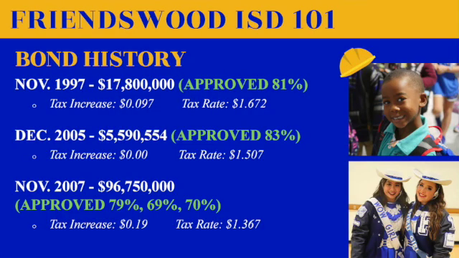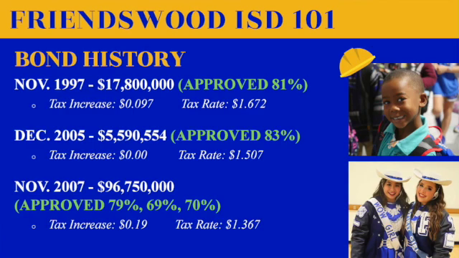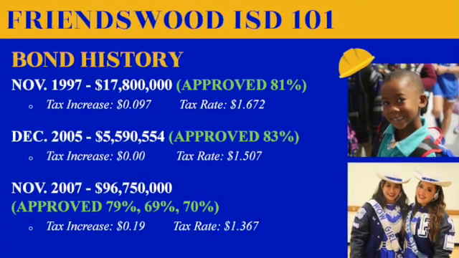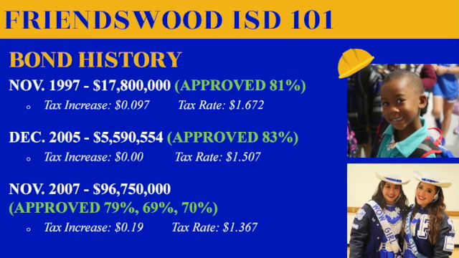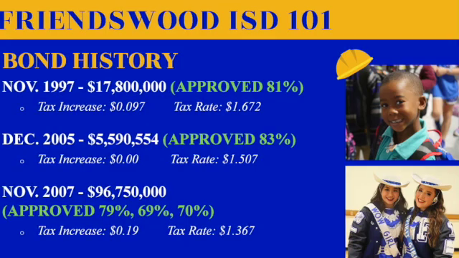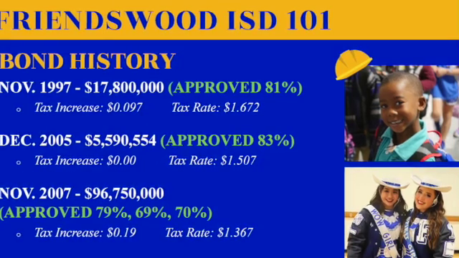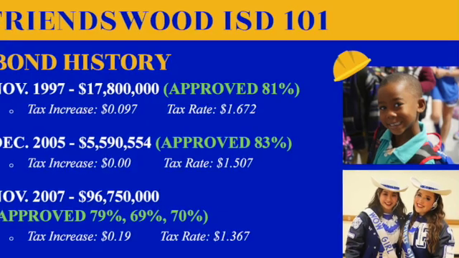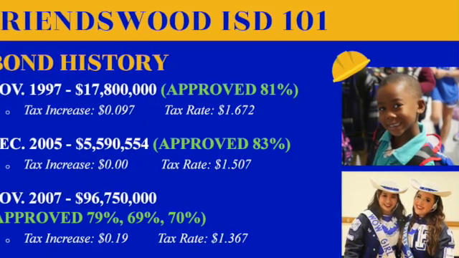Now we'll go over a little bit of the bond history of Friendswood ISD. The 2020 bond election is the fourth election for Friendswood ISD over the past 23 years. Going back to November 1997, the voters approved a $17.8 million bond for a tax increase of 9.7 cents. December 2005 saw an approved $5.5 million bond for a zero tax impact.